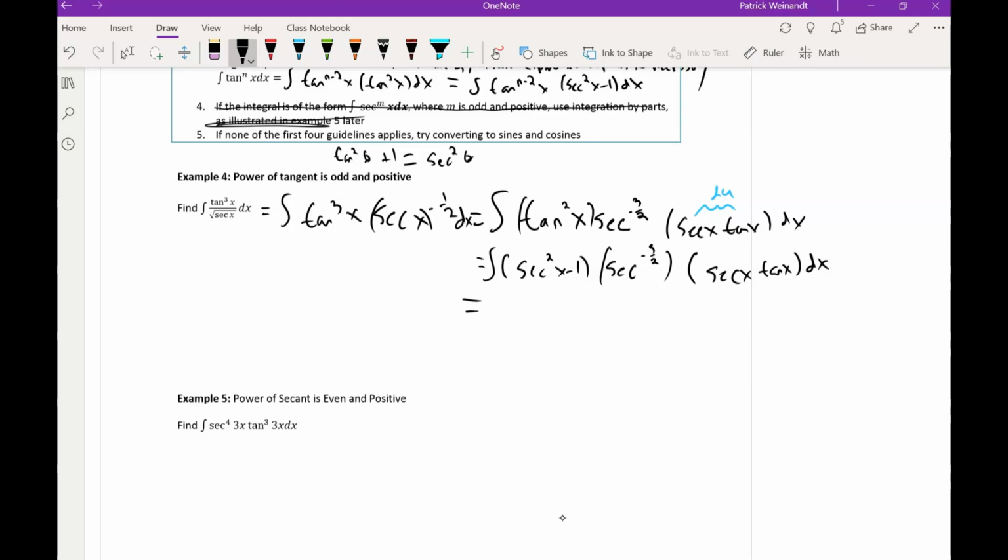This is going to equal, now what we want to do here is basically get rid of that negative 1. So we're going to distribute secant to the negative 3/2 times secant squared. Well, 2 minus 3/2 leaves me with positive 1/2. So this is the integral of secant x to the positive 1/2 minus secant x to the negative 3/2, and then we still have this secant x tangent x at the end.